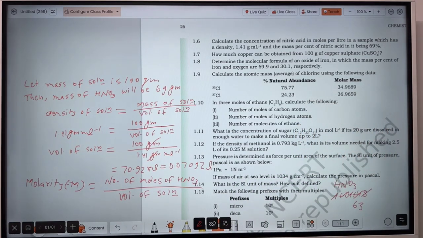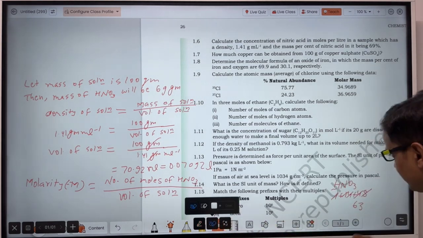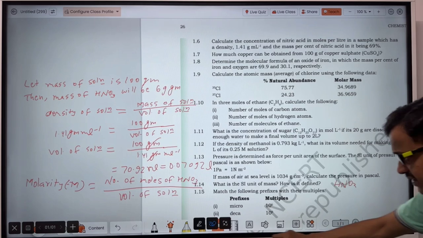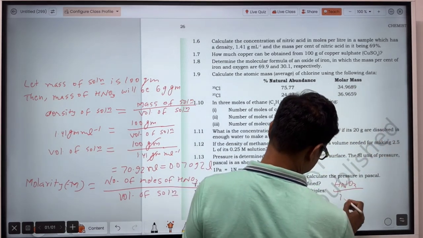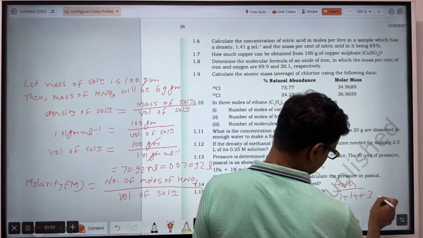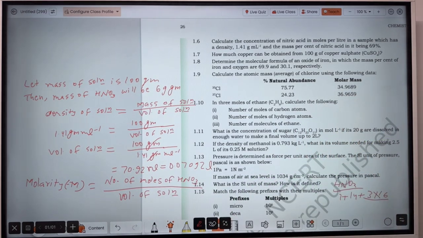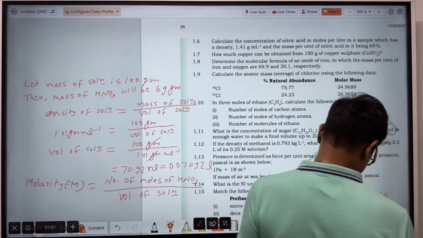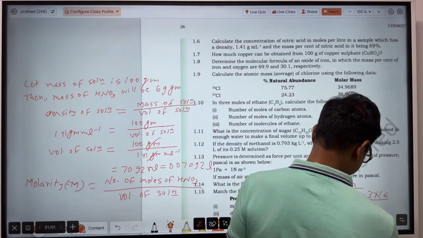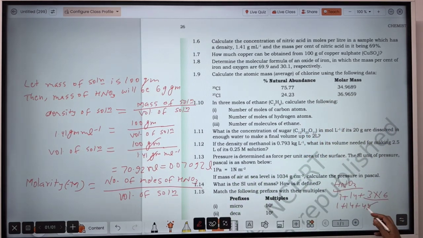Nitric acid molecular weight will be 63. Hydrogen 1, nitrogen 14, and there are 3 oxygen, and the atomic weight of oxygen is 16. So 16 times 3 is 48. So 1 plus 14 plus 48: 8 plus 4 is 12, 1 plus 1 plus 1 is 3, 4 plus 1 is 5, 1 is 6. So 63. So the molecular weight of nitric acid will be 63.